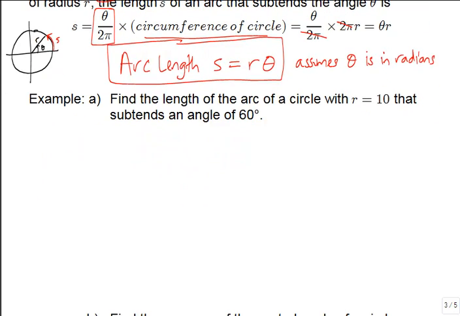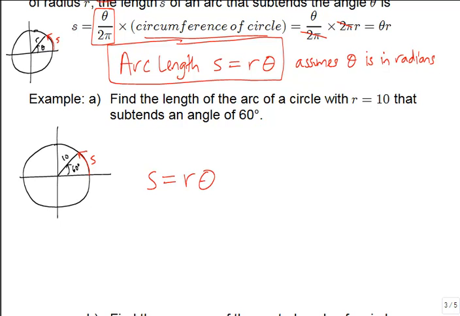Let's find the length of the arc of a circle with radius equal to 10 that subtends an angle of 60 degrees. So what that means, if we draw our circle, we have a circle this time with a radius of 10, and it's subtending an angle of 60 degrees. That just means that this central angle here is 60 degrees. And we're trying to find this arc length right here, which I'm going to call s. So according to our formula, this s should be our radius, which we know is 10, times our angle, which we know is 60 degrees. The problem is that this 60 degrees is not in radians.